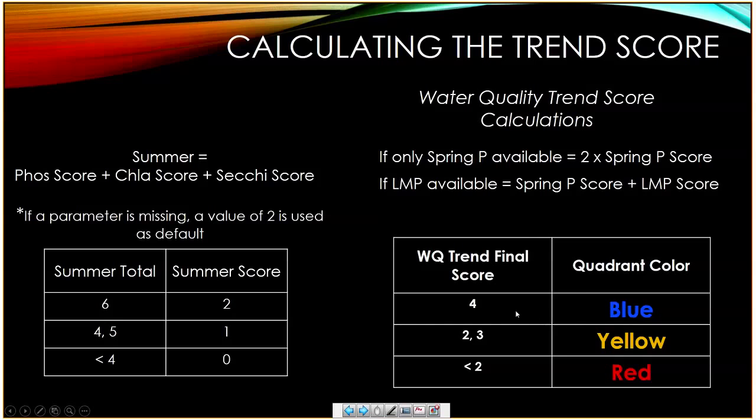Lakes with the highest final scores get blue for good. Those with the lower scores, less than 2, are being shown red for poor. So again, when you look at that nutrient quadrant, that is how those scores are calculated.